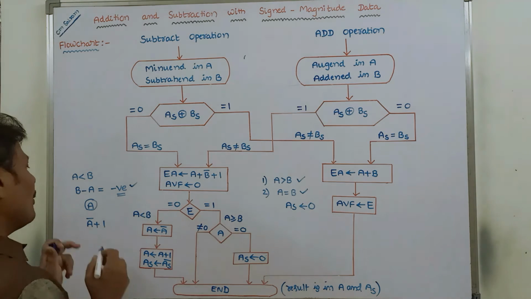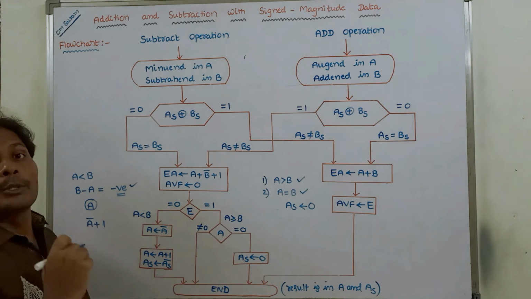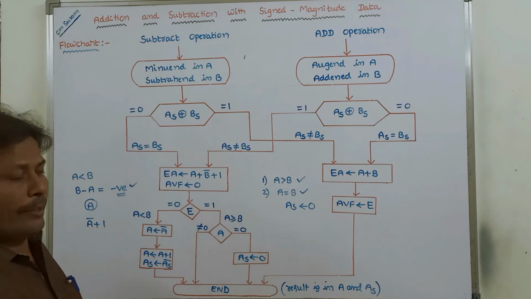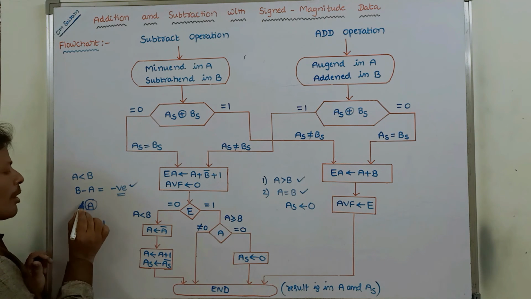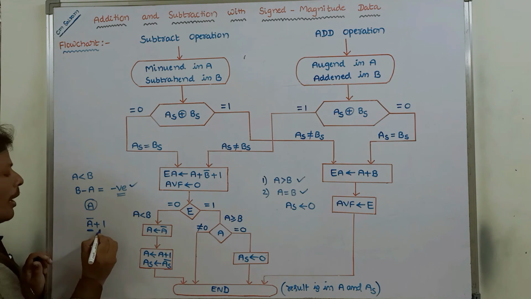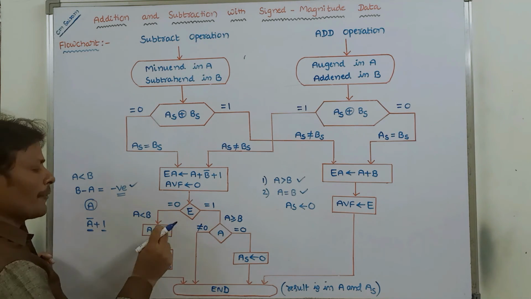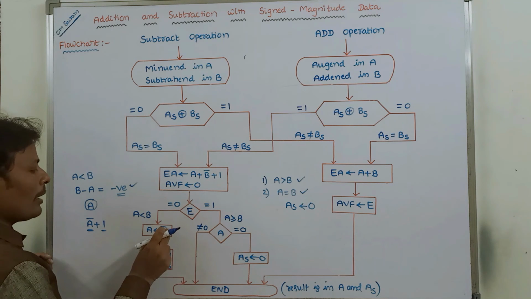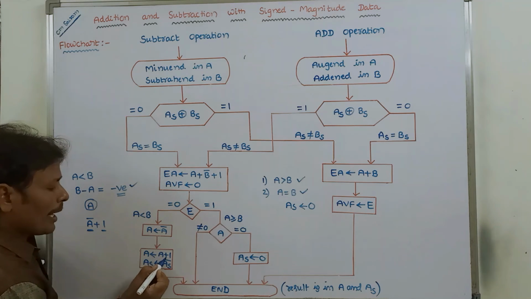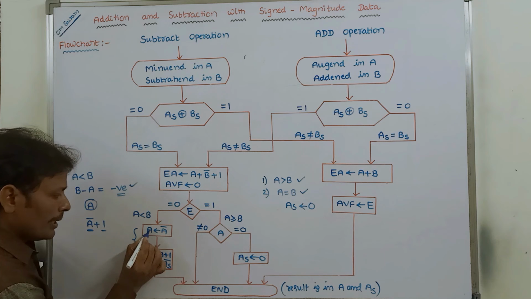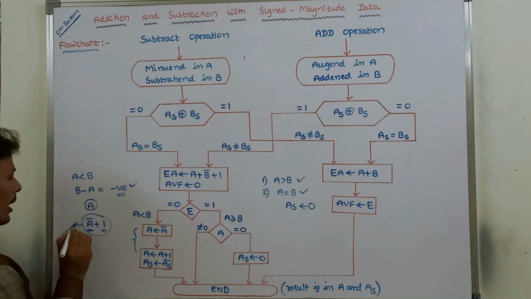So we may get the original result by taking the 2's complement of the result. For that purpose, we have to take the 1's complement plus 1. The 1's complement of A is A bar. After that, we are adding 1. First, we have to find out the 1's complement of A, that is nothing but A bar, which is transferred to register A. After that, we are adding 1. In these two steps, we find A bar plus 1, which is transferred to register A.